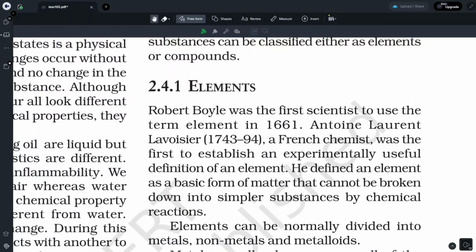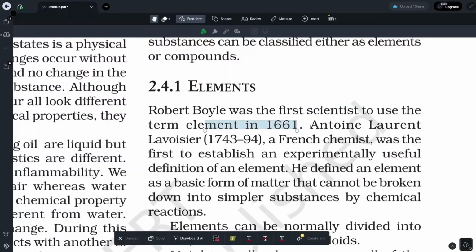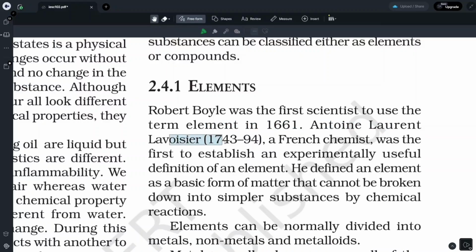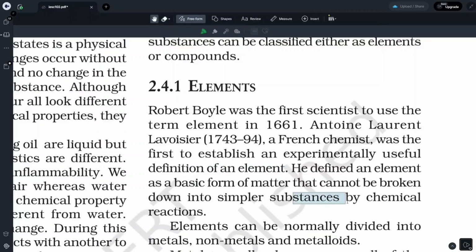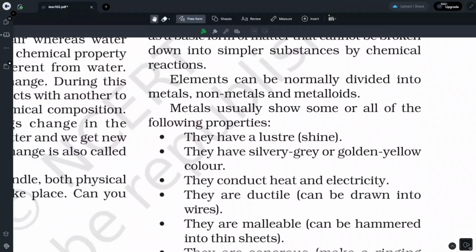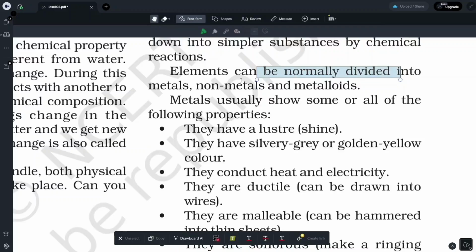2.4.1 The elements. Robert Boyle was the first scientist to use the term element, in 1661. Antoine Laurent Lavoisier, a French chemist, was the first to establish an experimentally useful definition of an element. He defined an element as a basic form of matter that cannot be broken down into simpler substances by chemical reaction. Elements can normally be divided into metals, nonmetals, and metalloids.